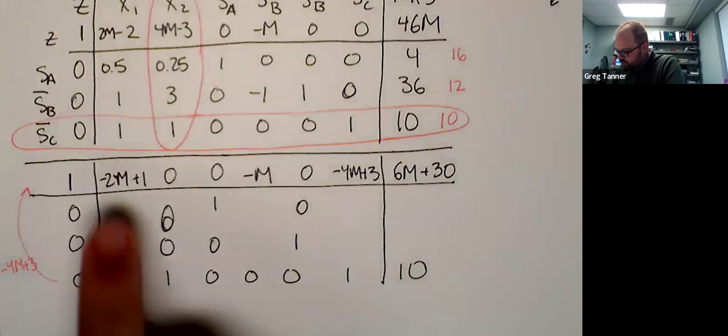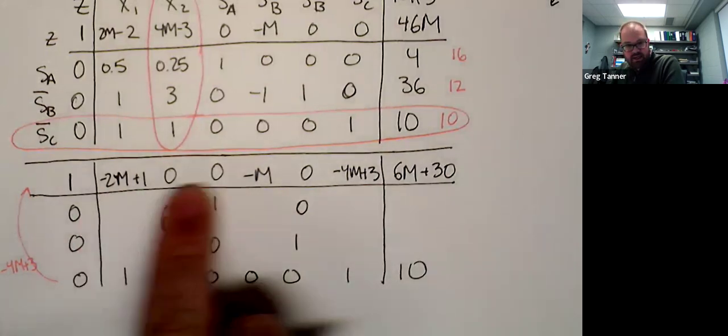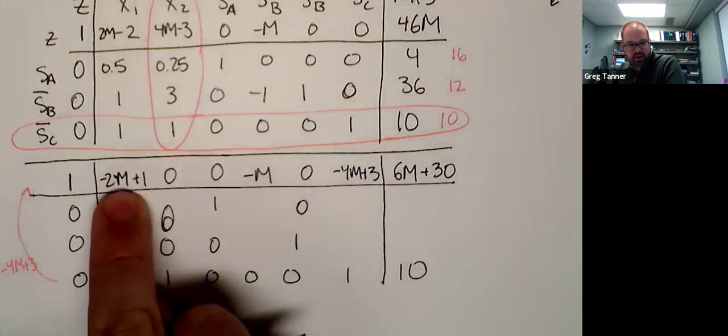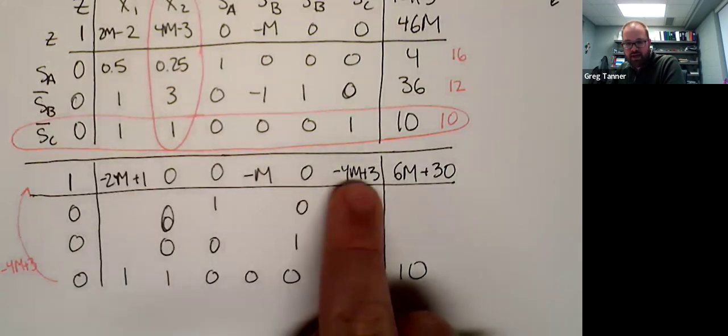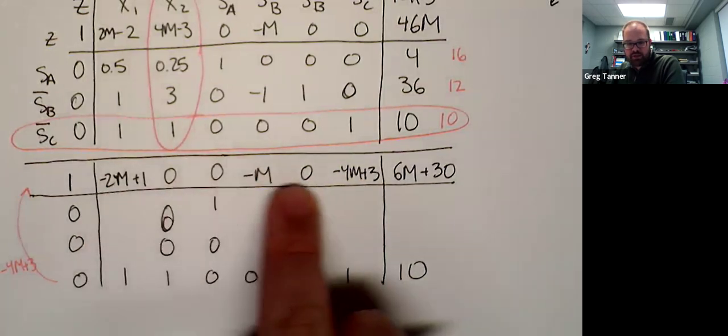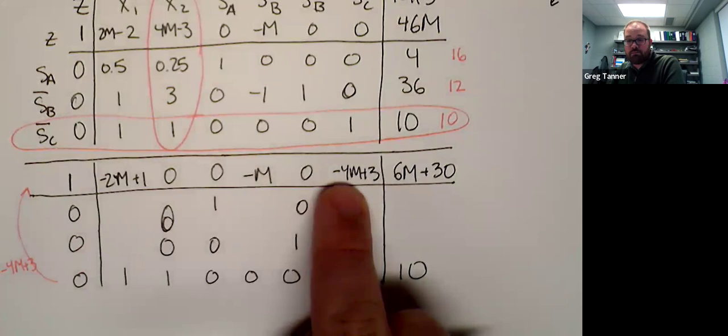Okay, before I fill in the rest of it, I'll look at this top row and I'll notice I've got negative 2M plus 1, that's going to be negative. Negative M is going to be negative. 4M plus 3 is going to be negative. And so all my objective row values are negatives, which for a minimization problem means I'm optimal.